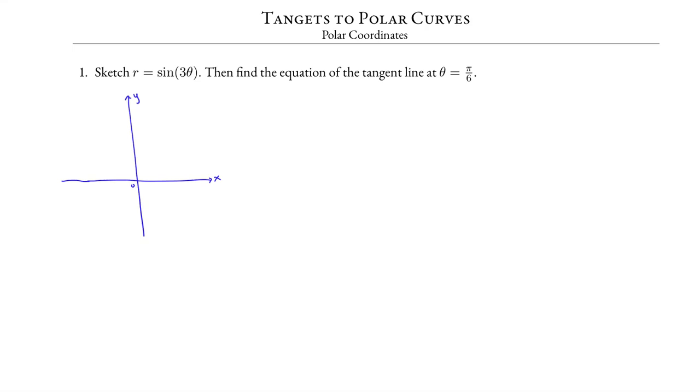Sketch r equals sine of 3 theta. Then find the equation of the tangent line at theta equals pi over 6. First, we will plot a few points and follow the guidelines to plot the equation in polar coordinates.